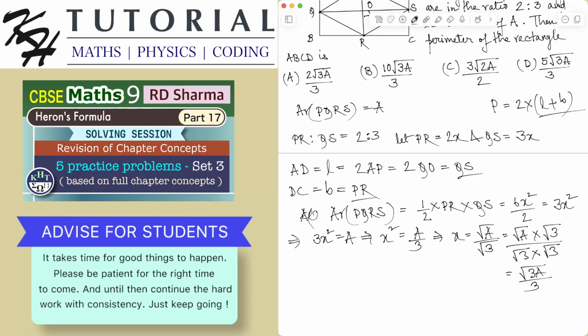So x is this. So what is PR? PR was twice x, which is equal to 2 into square root of 3A by 3. And what is QS? QS is equal to 3x. This is equal to square root of 3A.